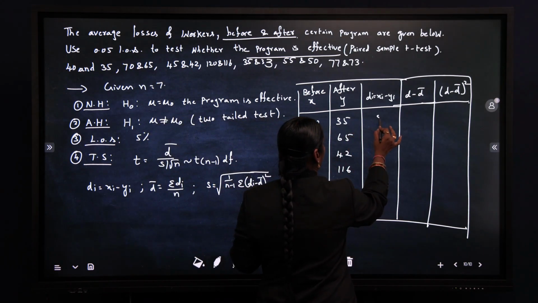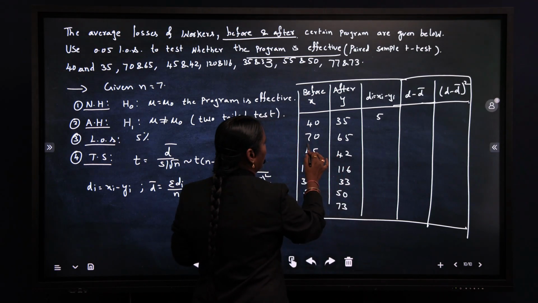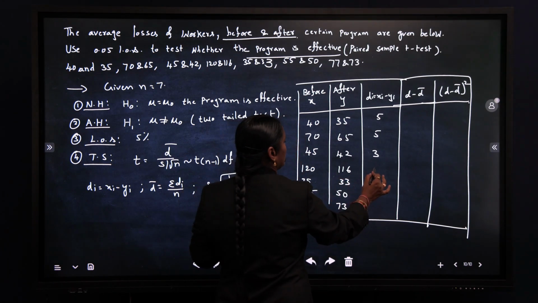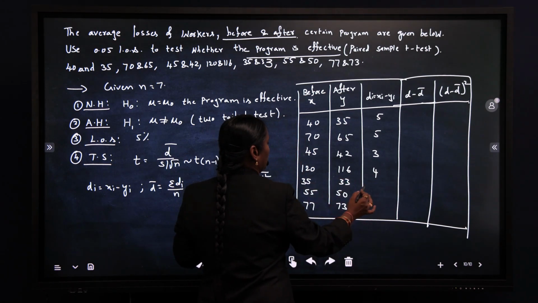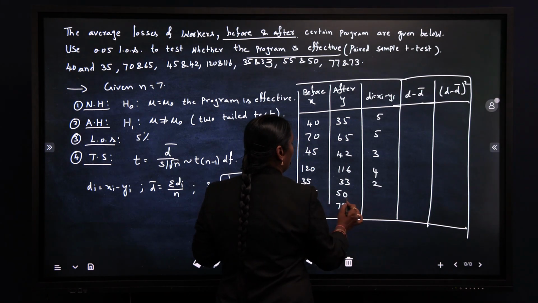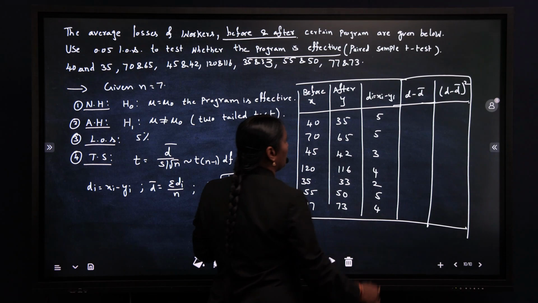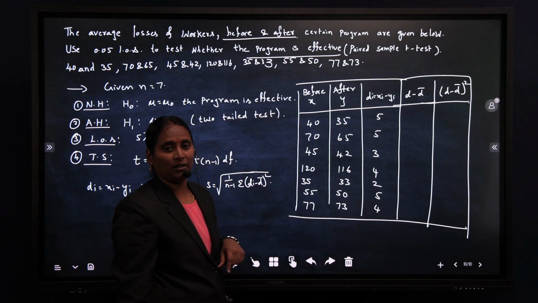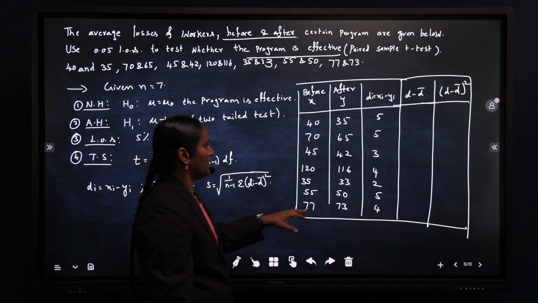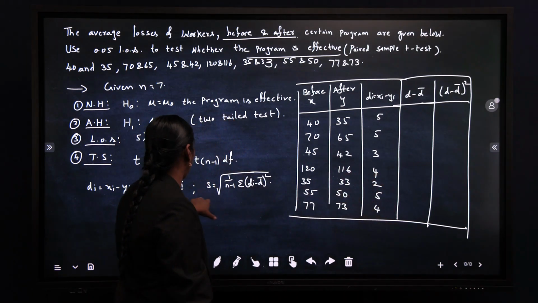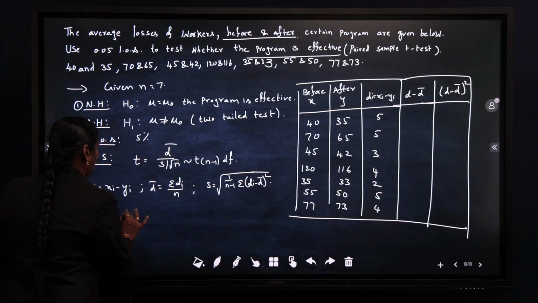40 minus 35 is 5, 70 minus 65 is 5, 45 minus 42 is 3, 120 minus 116 the difference is 4, 35 minus 33 is 2, 55 minus 50 is 5, 77 minus 73 is 4. So now we are going to find d bar first, because the next column is d minus d bar. d bar is equal to summation di by n.